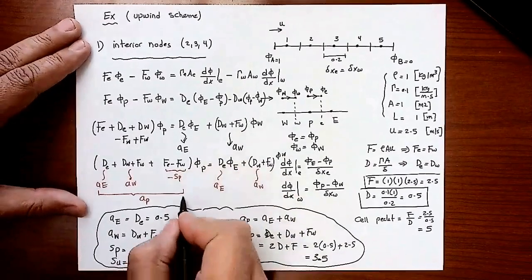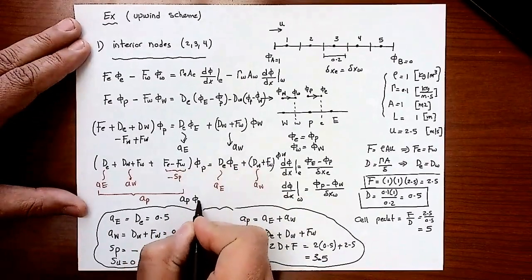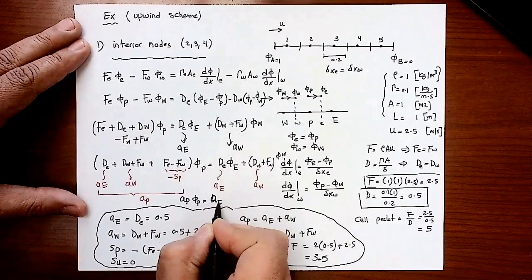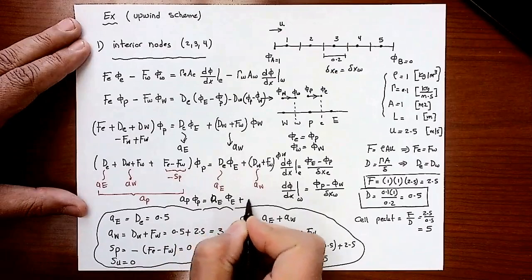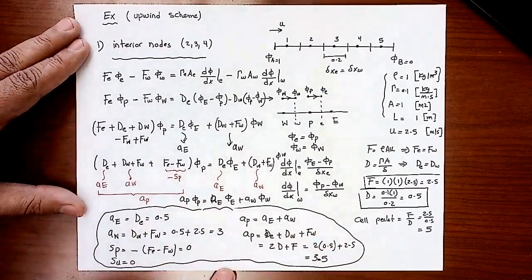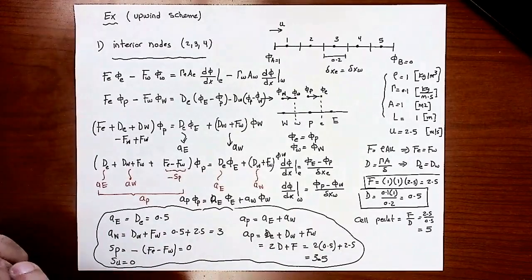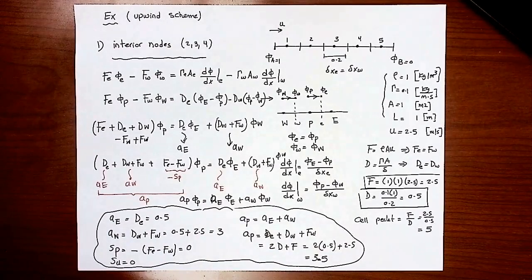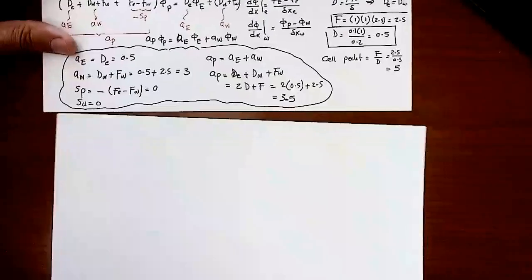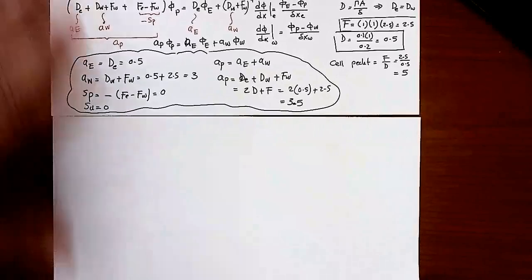So this equation is simply AP phi P equal A east phi east plus A west phi west, and I know the value of each one of these coefficients from here. So these are the interior nodes. Going for node number 5, the one to the right, let's actually draw the domain again.